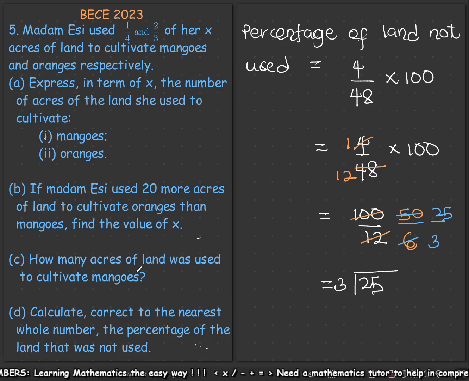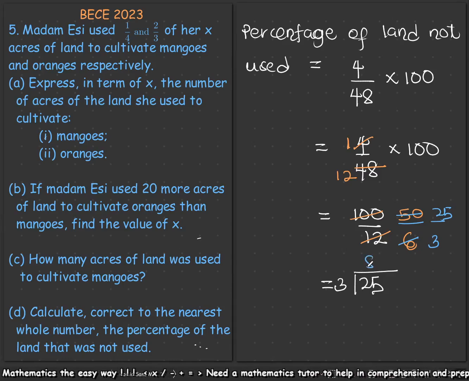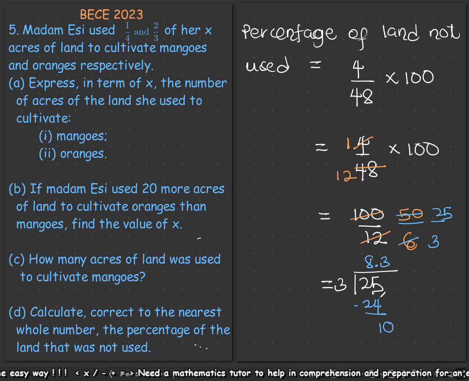All right. Now we know 3 divides 25 how many times? 8 times. So 8 times 3, we have our 24. And if we subtract, we have 1. Then we are allowed to bring a decimal point, which allows us to bring a 0 here. 3 into 10, 3 times. We need to get it at least to the first decimal place so that we know if we'll be rounding up or down. Looking at what we have here, it is 8.3. So we have to round it down.